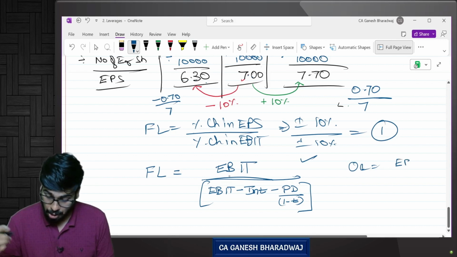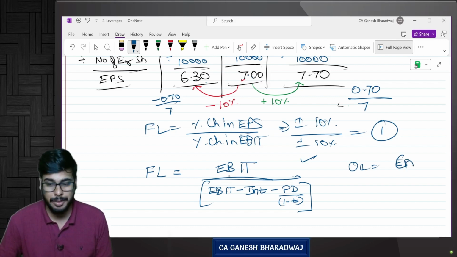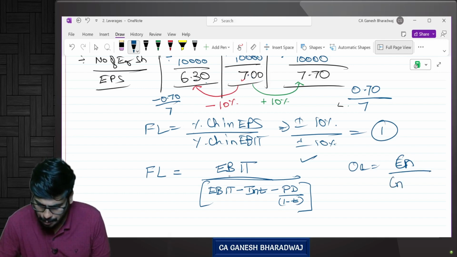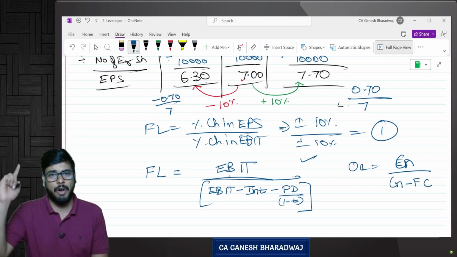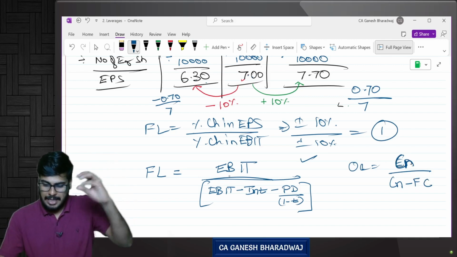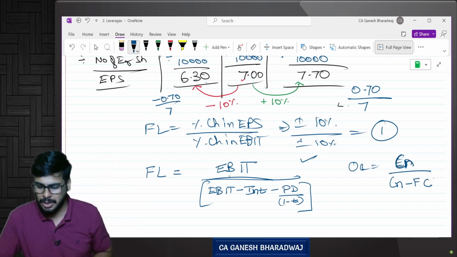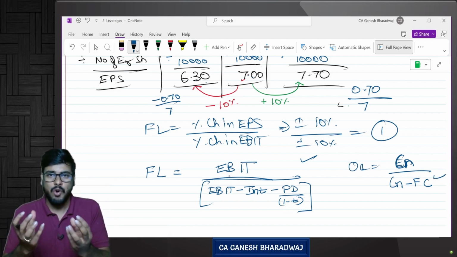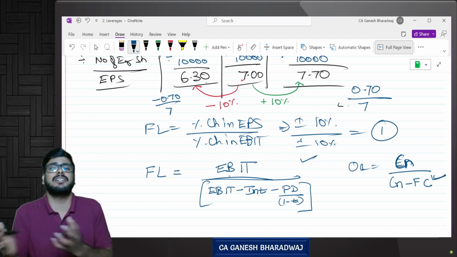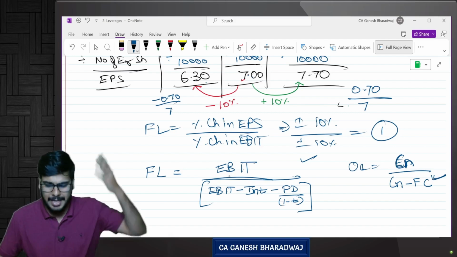EBIT, sorry, the operating leverage was contribution divided by EBIT. So EBIT means what? Contribution minus fixed cost, fixed operating cost, correct or not? That is contribution divided by contribution minus fixed cost. That is, from the contribution you remove whatever is the fixed operating cost that is inside it, so that you will get your EBIT. That's what we did there.